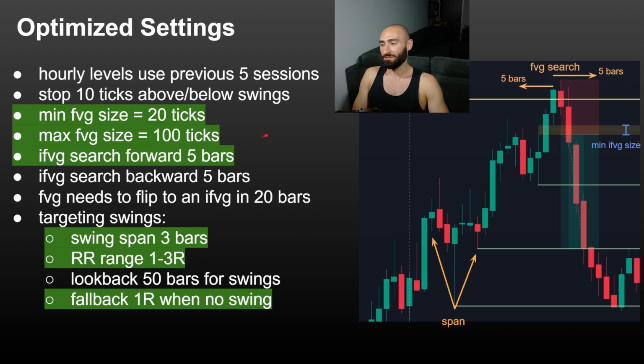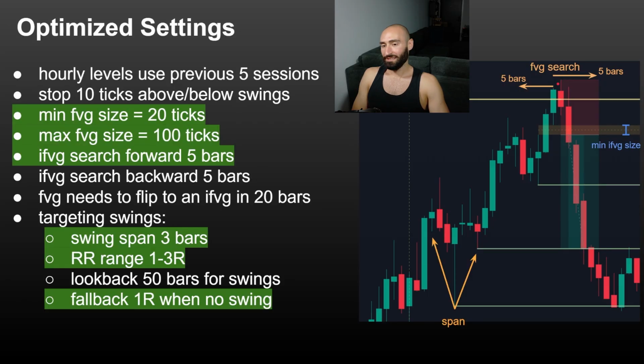The maximum fair value gap size, not too much girth, 100 ticks. Inverse fair value gap search, forward 5 bars. You see on the top right here, this was 20 bars. After the sweep, we were waiting 20 bars. So I brought that down to 5.